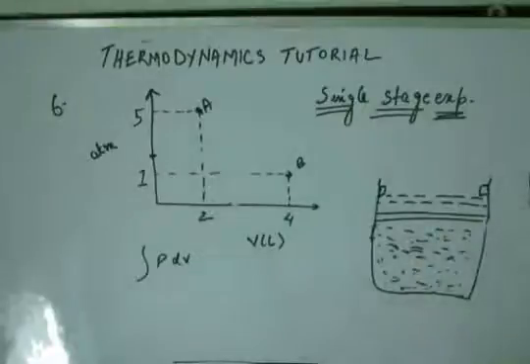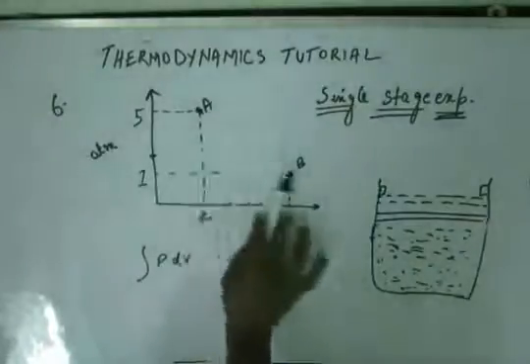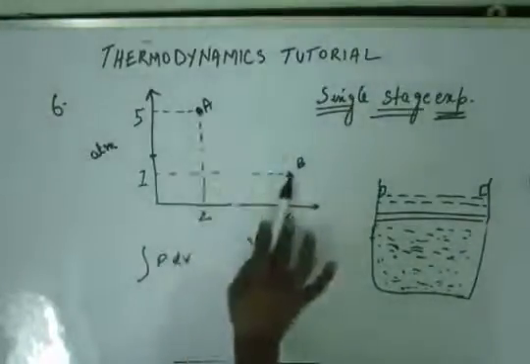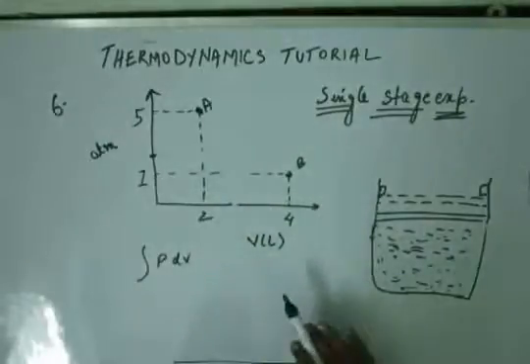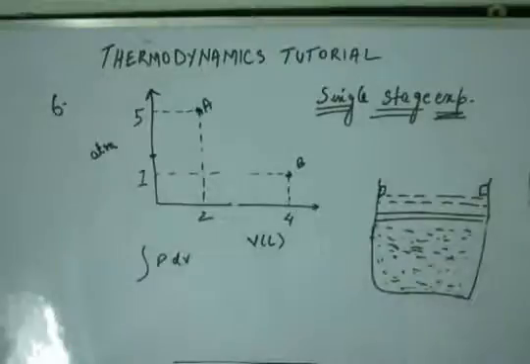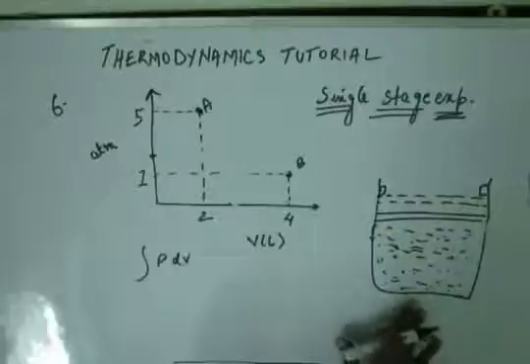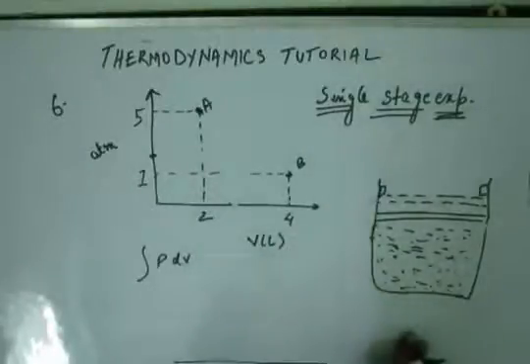Okay, so my system was at A, it went to B, it has some pressure. Since it is a single stage expansion, the initial pressure for the process will be the same as the final pressure that prevails in that system.